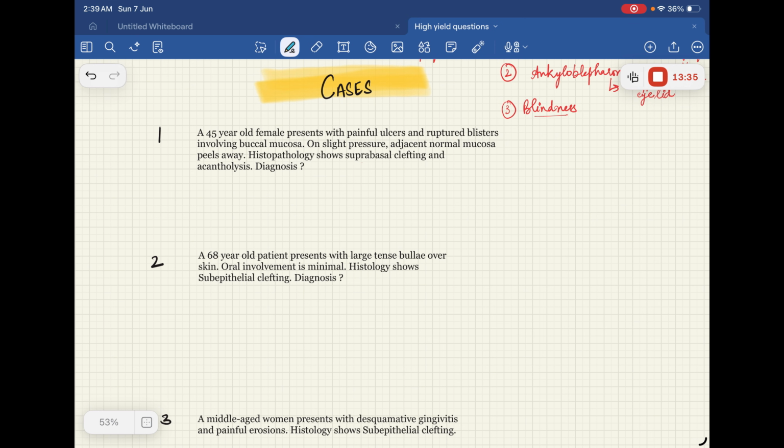A 45-year-old female presents with painful ulcers and ruptured blisters involving the buccal mucosa. On slight pressure application, normal mucosa peels away. Histopathology shows suprabasal clefting and acantholysis. Diagnosis? This sign is the Nikolsky sign, and suprabasal cleft and acantholysis are characteristic of pemphigus vulgaris.